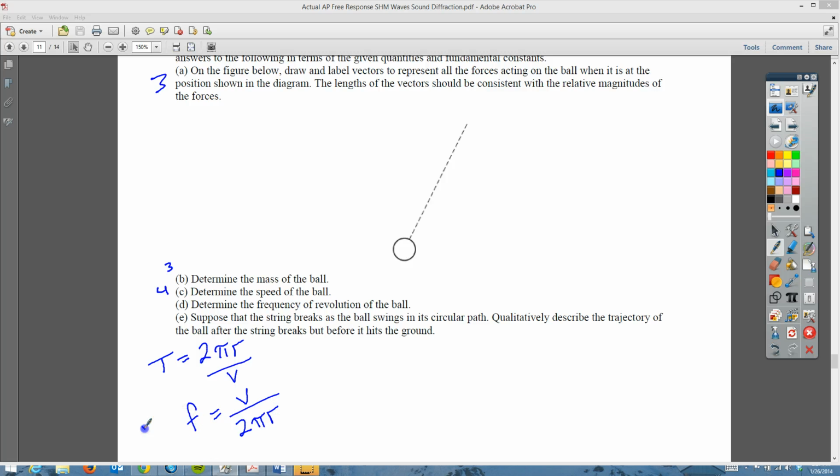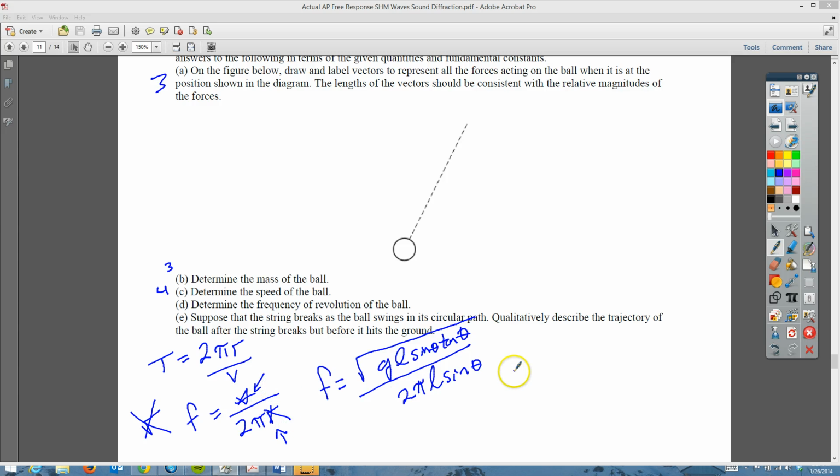I'm using f instead of v with this little line on it because it just makes it a lot easier to understand. Now what we have to do is substitute the velocity in right here. So we're going to have the frequency is equal to the square root of g times L times the sine of the angle times the tangent of the angle, and we're going to divide that by 2 pi. And then remember L sine of the angle is what we got for r. So we've substituted both the v and the r so that everything is in the right spot.